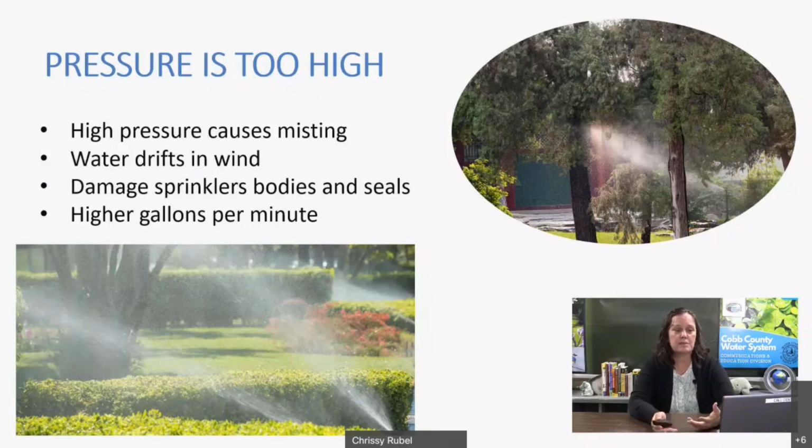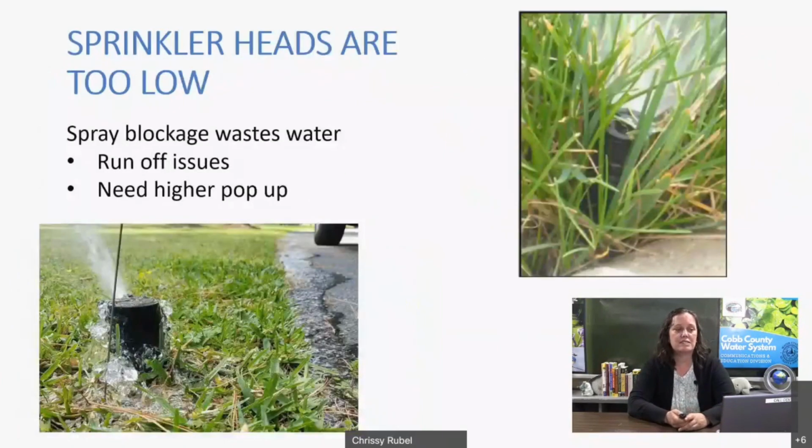So when the wind comes up, if the water's in the air, it's going to blow it away. Or depending on how hot it is, it can even evaporate before it hits the ground if it's that really fine mist. So another problem you might have is your sprinkler heads are too low.